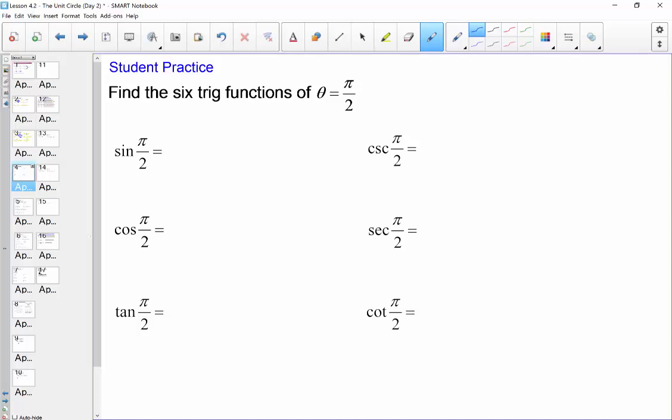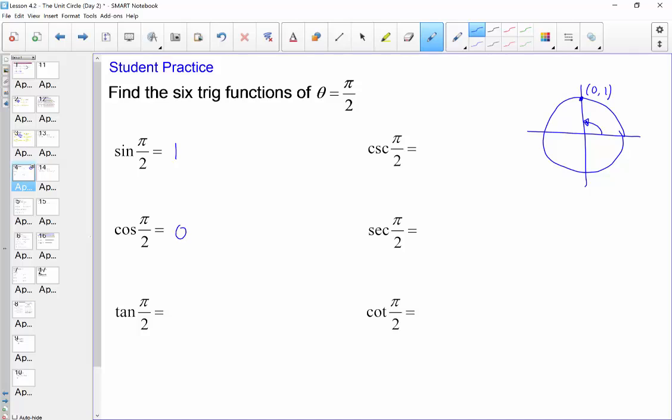Again, we'll draw a picture to help us visualize these functions. And we're looking at where theta equals pi over 2, that's here. Pi over 2, or 90 degrees, intersects the unit circle at 0, 1. So the sine of pi over 2 is our y-coordinate, 1. The cosine of pi over 2 is our x-coordinate, 0.